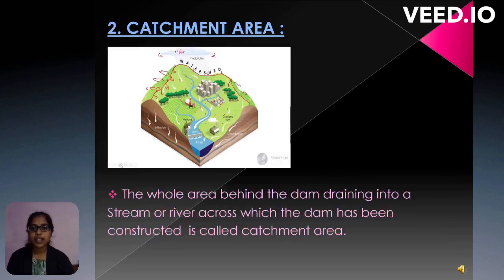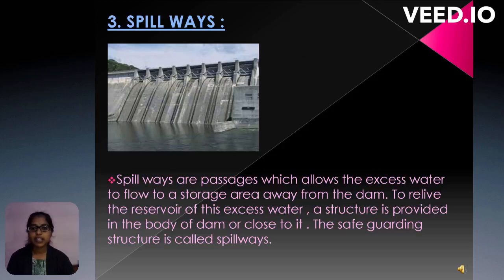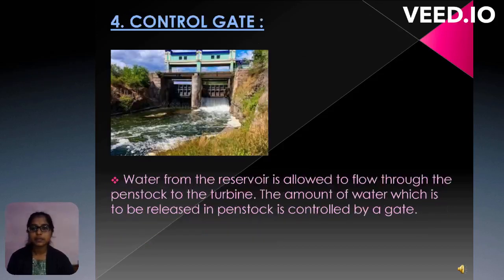Next, catchment area. The whole area behind the dam, draining into the stream or river across which the dam has been constructed, is called the catchment area. Spillways. Spillways are the passages which allow the excess water to flow to the storage area away from the dam. To relieve the reservoir of this excess water, a structure is provided in the body of the dam or close to it. This safeguarding structure is called a spillway.